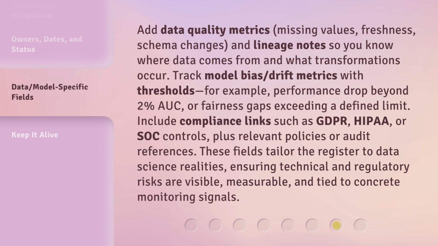Add data quality metrics, missing values, freshness, schema changes, and lineage notes so you know where data comes from and what transformations occur. Track model bias and drift metrics with thresholds, for example, performance drop beyond 2% AUC, or fairness gaps exceeding a defined limit. Include compliance links such as GDPR, HIPAA, or SOC controls, plus relevant policies or audit references. These fields tailor the register to data science realities, ensuring technical and regulatory risks are visible, measurable, and tied to concrete monitoring signals.